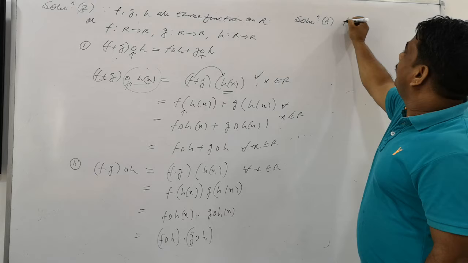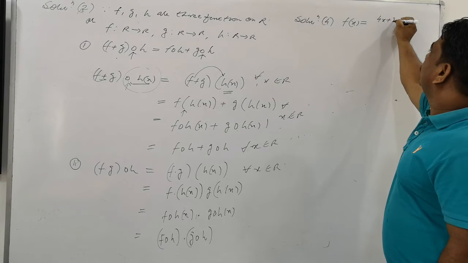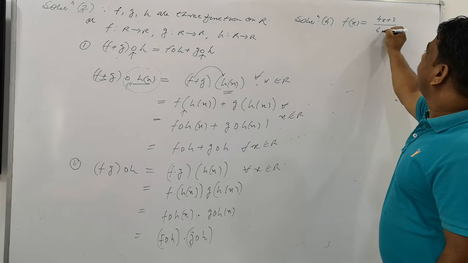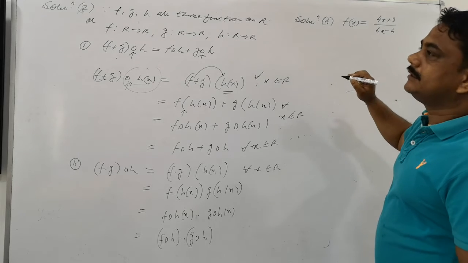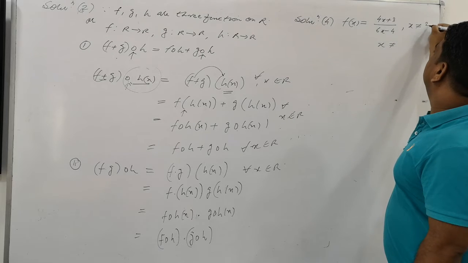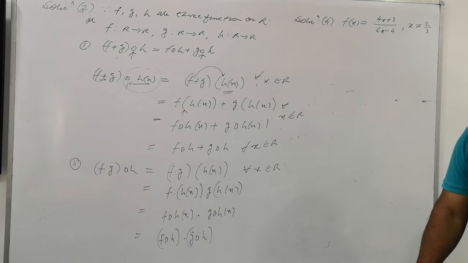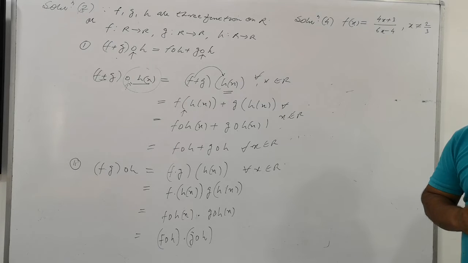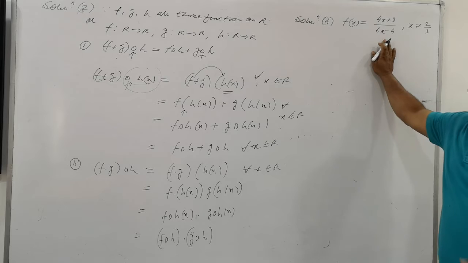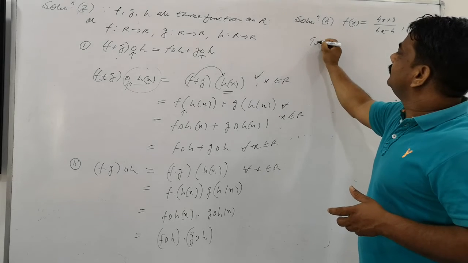f of x is equal to 4x plus 3 divided by 6x minus 4, right? Where x is not equal to, you have to know, x is not equal to 2 by 3. Actually 2 by 3 will make the denominator 0. So the function will be meaningless here. It's a nonsense concept that will develop in mathematics, okay? So the denominator should not be 0. So the condition is there.